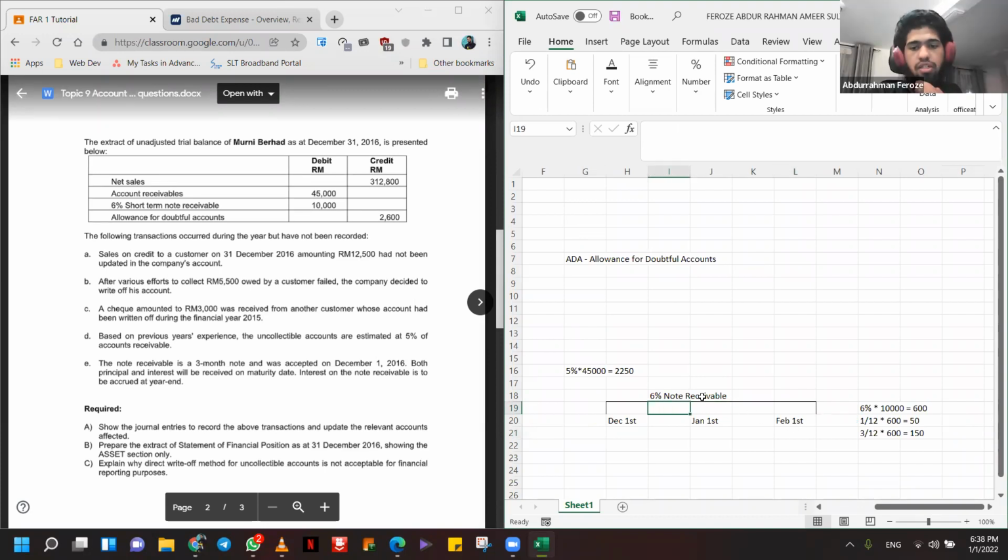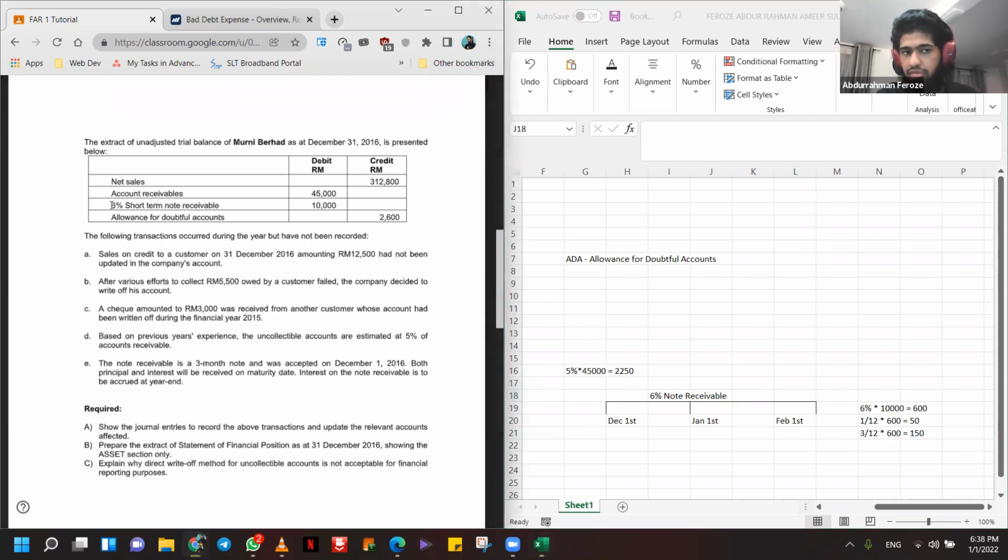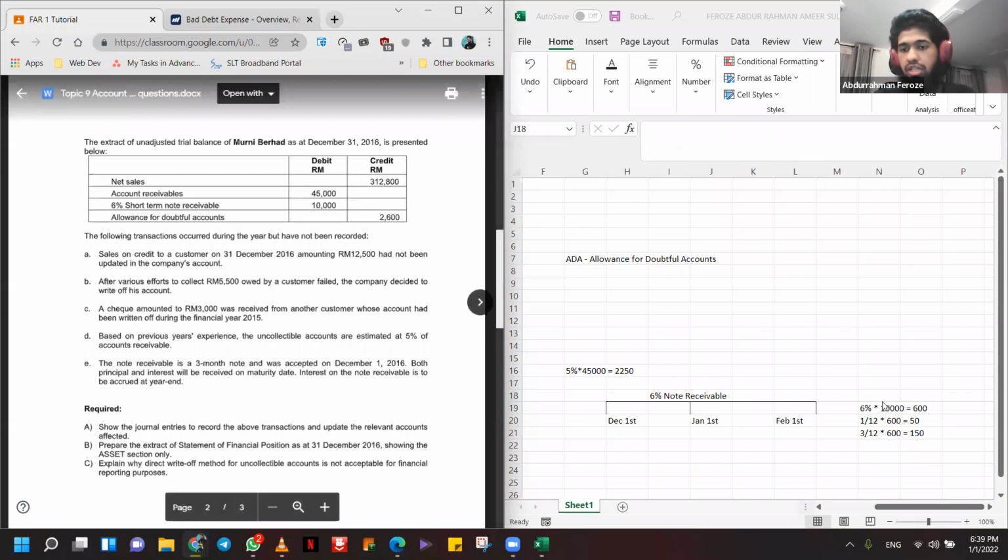Okay, so now this note was taken on December 1st, 2016. First of all, there's one thing that's important. When it says a 6% short-term note receivable, this 6% always means the annual interest. That's very important. So the annual interest of this 10,000 ringgit note is 6%. Now we're finding what the interest for the whole year is. It's 600, 6% into 10,000.